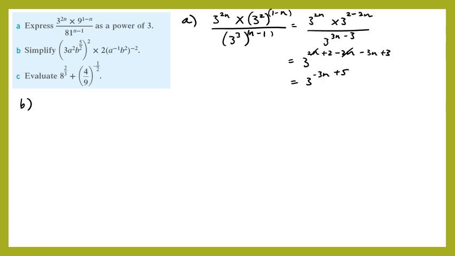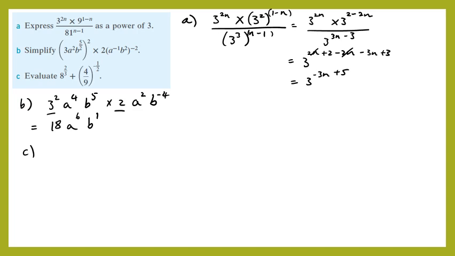Okay, b, simplify that whole expression. As before, we multiply all the powers together, so we get 3 squared, a to the power of 4, b to the power of 5, times 2, a to the power of 2, b to the power of negative 4. Then multiply all the numbers together, so we have 3 squared times 2, which is 18. And then add all the powers together, so you have 4 plus 2, which is 6. Then b to the power of 1.